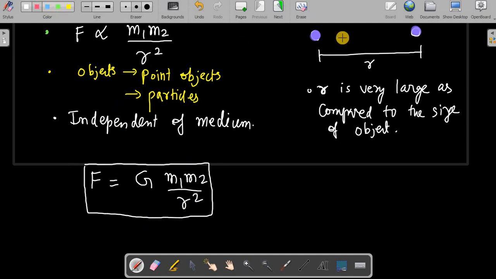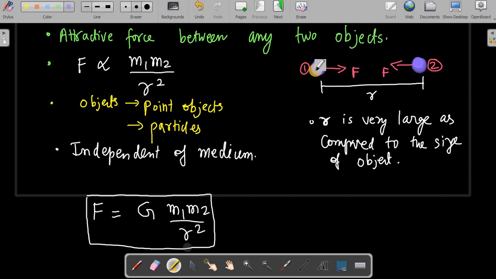This force is attractive, so if I have to show the direction, I have to show it like this. Of course, both the forces are the same. This is the first body and this is the second body, but the magnitude of the force will be the same. Don't think the magnitudes are different. The magnitude of the force is the same, but the direction is different. The force acting on the first body is towards right, and the force acting on the second body is towards left. It is like the interaction between the two bodies, like action and reaction forces.